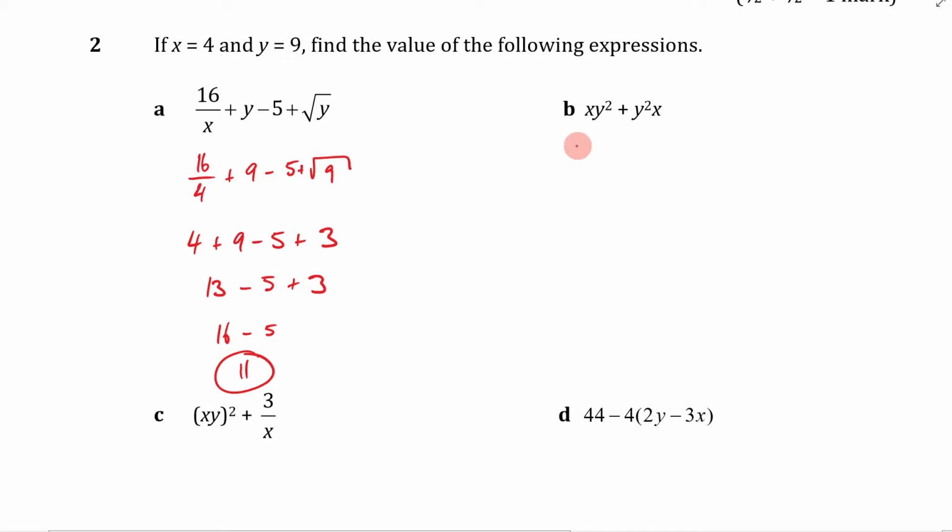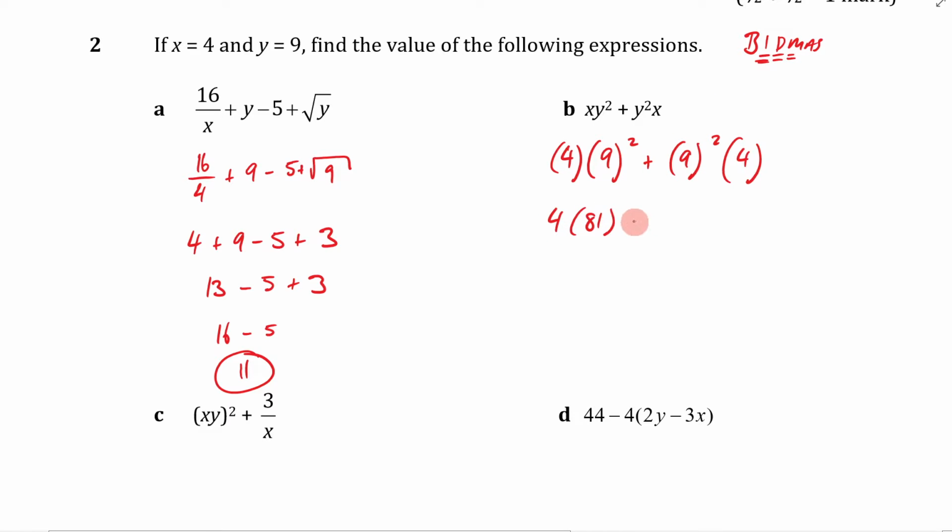We come to the next one here. So I've got 4 here. I've got 9 here, that's squared, plus then 9 again squared. And then I've got 4 again. Okay, then the numbers here are yuck. This is going to be, first you go 9 squared, because remember BIDMAS? BIDMAS tells me that I'd first deal with the indices before division and multiplication. So this is 4 times 81 plus 81 times 4.